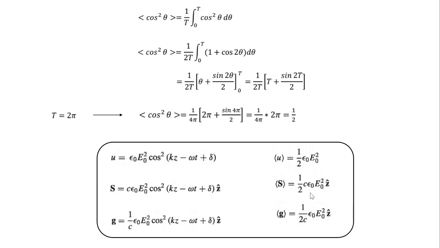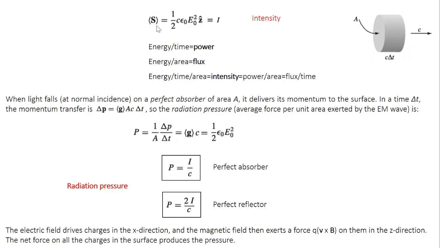Now, this particular expression, the average value of the Poynting vector, this is an average energy per unit time per unit area. As I mentioned in the previous class, there is a more popular name to it. This is known as intensity. So whenever we talk about energy, there are three important parameters associated with energy. One is power, one is flux, and the other one is intensity. So let's see what the definitions of these are.